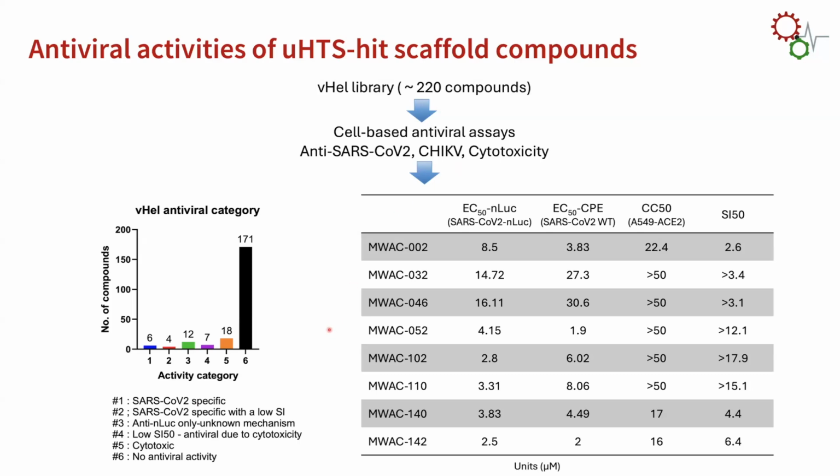Out of these 220 compounds, we got down to about 7 or 8 compounds showing IC50 in the live virus assay at around the low micromolar level up to 30 micromolar. However, all of the SI values are greater than 3, or sometimes you can get to 15. So this is a very fresh result of hit compounds from the high throughput screening.